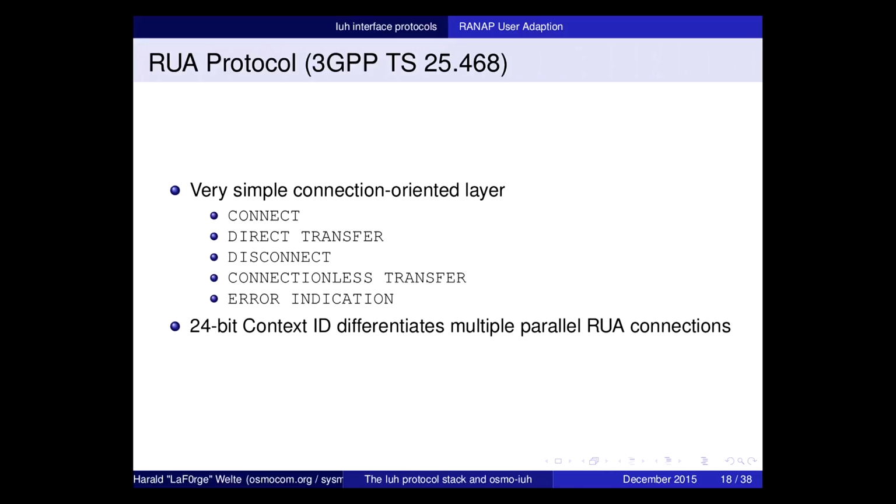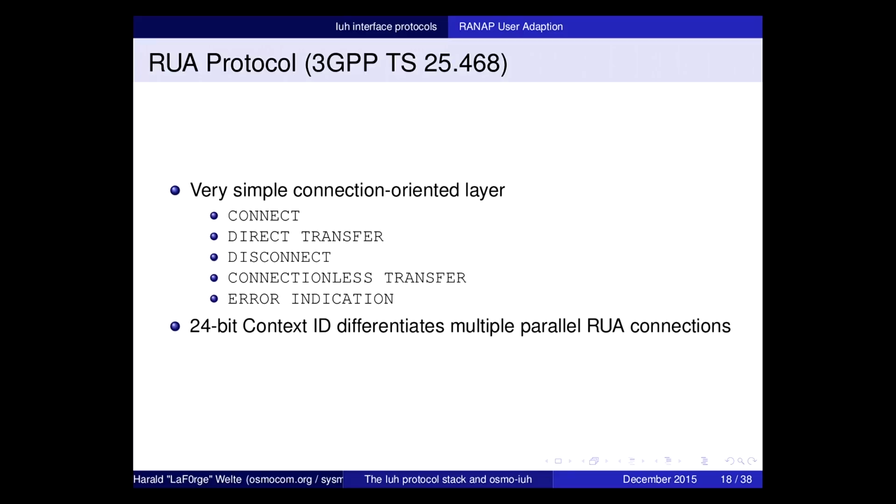So the RANAP user adaptation layer, given the spec number above there, so if you look for that online, you can find the actual spec, is a very simple connection-oriented layer that provides you the notion of a connection over a datagram transport layer underneath. It has very few operations and message types, including connect, which, surprisingly, sets up a new connection, direct transfer, which transfers data inside a connection, disconnect to terminate a connection, and connectionless transfer to transfer data outside of a connection, and of course an error indication in case something goes wrong.